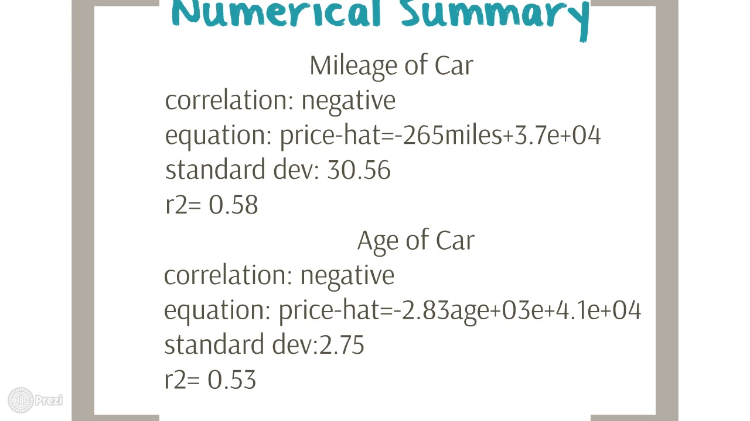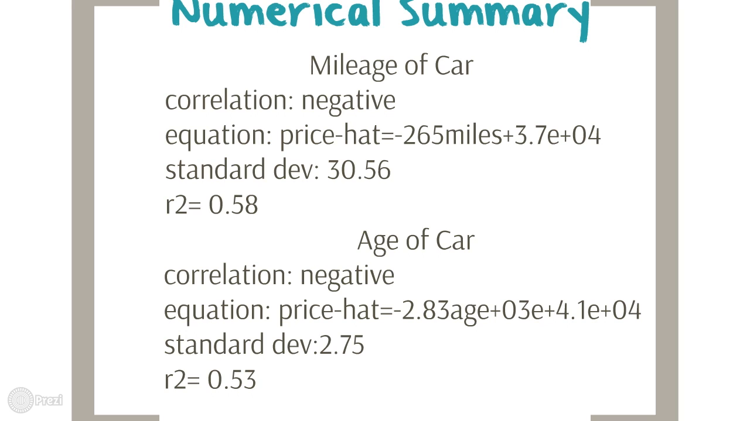The numerical summary can show us the similarities and differences from the scatter plots. As we've previously said, both graphs have a negative correlation. The equation for the mileage of car graph was price hat equals negative 265 miles plus 3.7e plus 4. This equation provided us with a standard deviation of 30.56 and the R-squared value of 0.58.